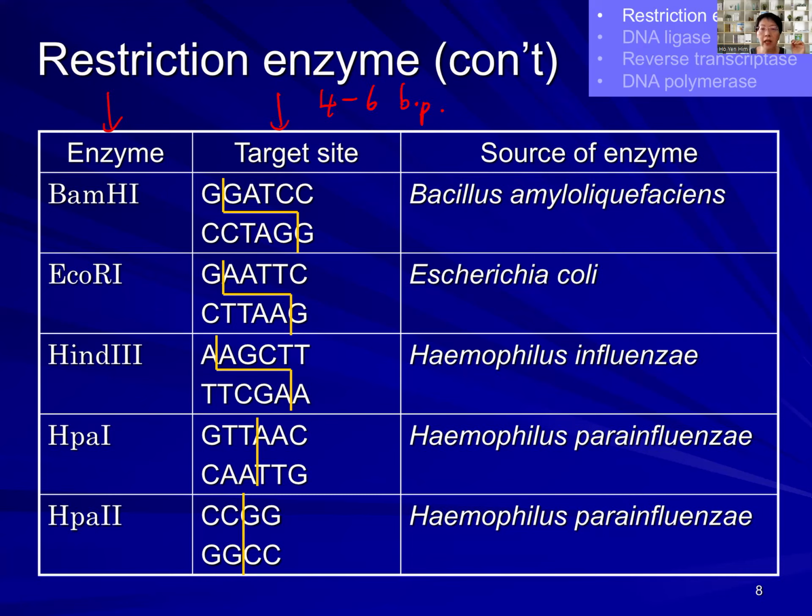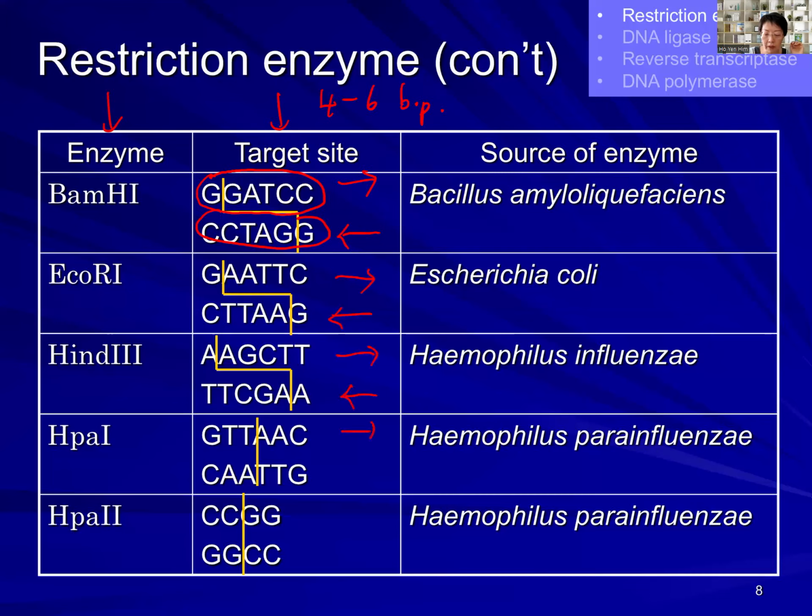Very interestingly, if you read this base sequence, look at the first example. If you read this chain of DNA from left to right, GGATCC, the base sequence will read the same in the complementary strand from right to left, also GGATCC. Can you see? The rest of them are the same: GAATTC, GAATTC, AAGCTT, AAGCTT.